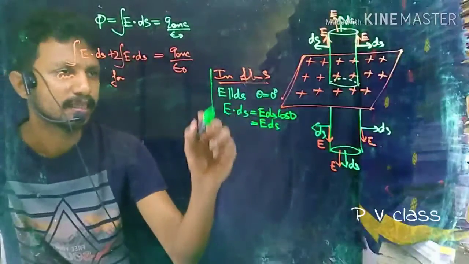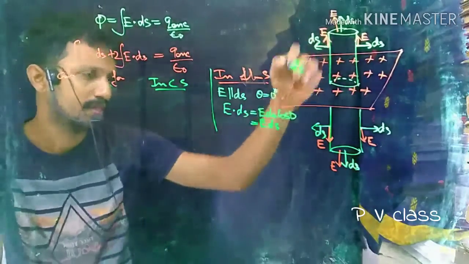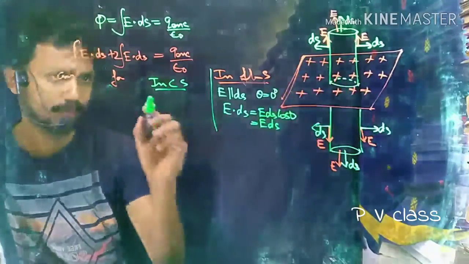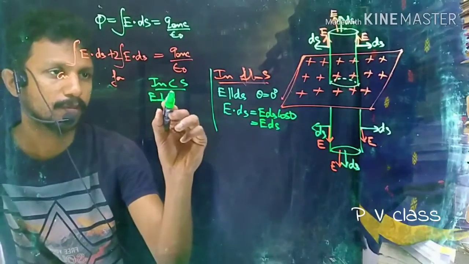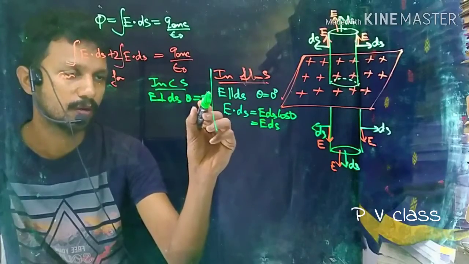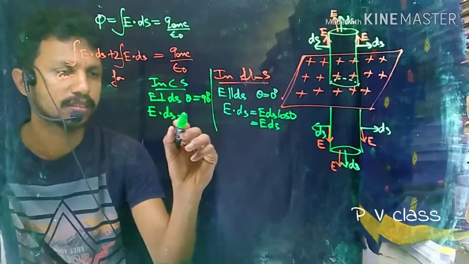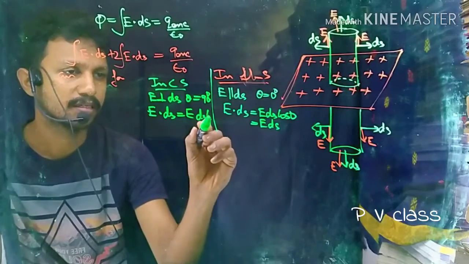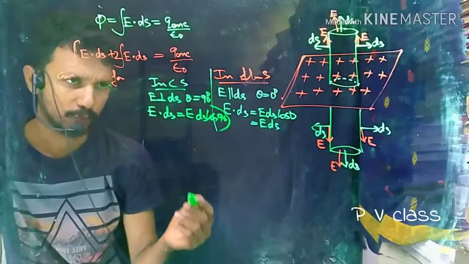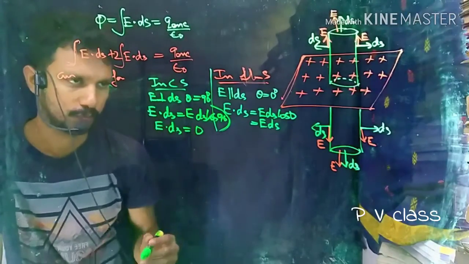Then, let's analyze what's happening on the curved surface. In the curved surface, you can clearly see E and ds are perpendicular. Therefore, E is perpendicular to ds. Therefore, the theta value over here will be 90 degree. Therefore, E dot ds will be E ds cos 90. The value of cos 90 is 0. Therefore, E dot ds will become 0.